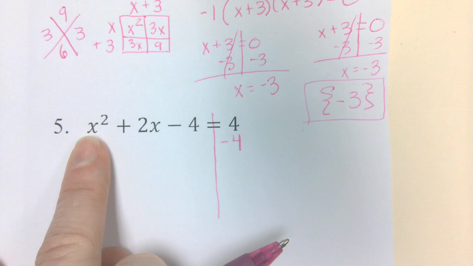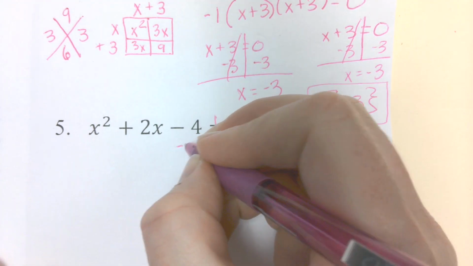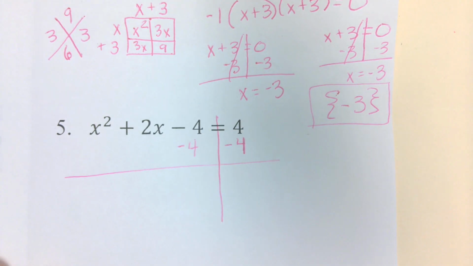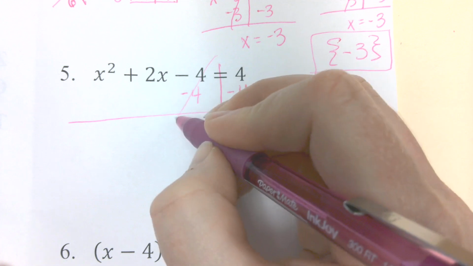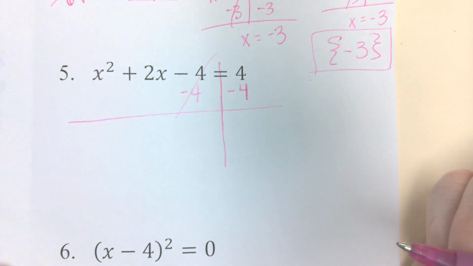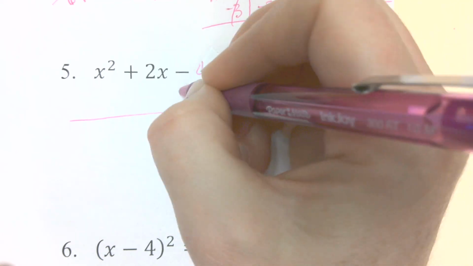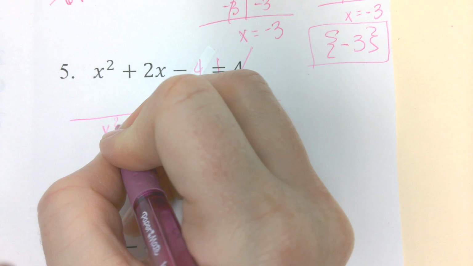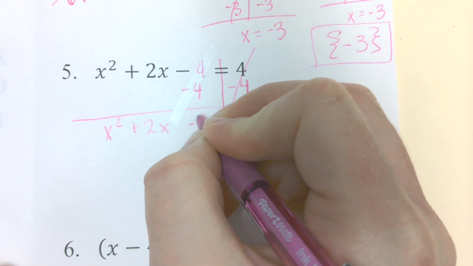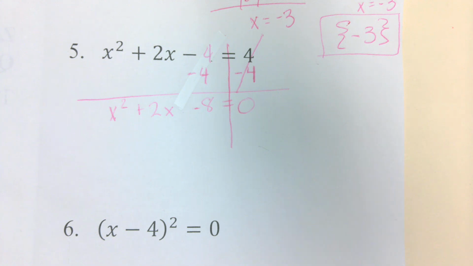It's not an x squared. It's not an x. It's a constant. So I'm going to do it like that. Oh, I didn't need to do that. Why did I do that? Ignore me. There we go. I needed to do that one. Okay, so now we have x squared plus 2x minus 8 equals 0. So now it looks the way I want it to look.